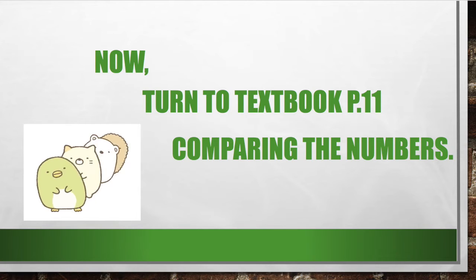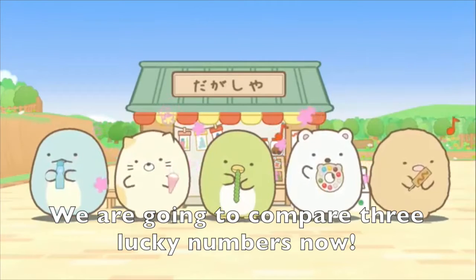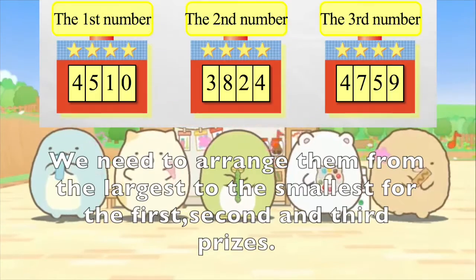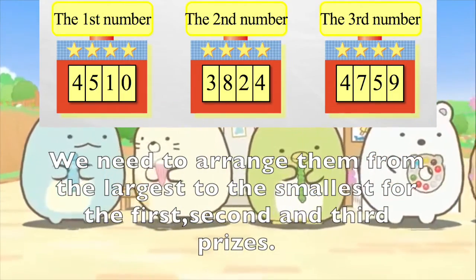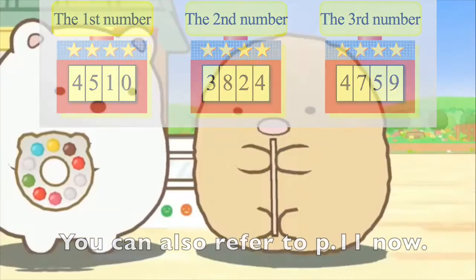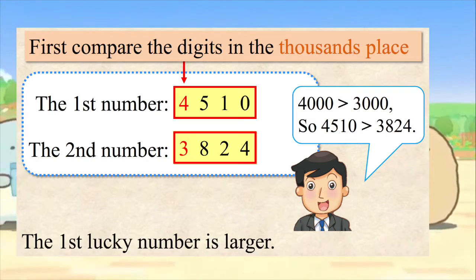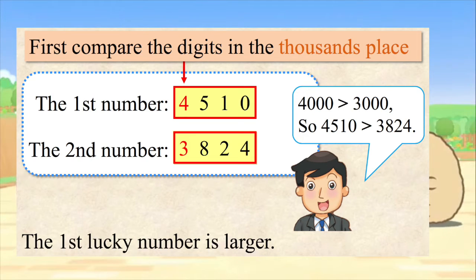Now, please turn to textbook page 11. We are going to compare 3 lucky numbers now. We need to arrange them from the largest to the smallest for the first, second, and third prizes. Firstly, we can compare the first and the second number in the thousands place. Look at the thousands place. 4 is bigger than 3, so we know that 4,000 is bigger than 3,000. So we know that the first lucky number, 4,510, is bigger than the second number, 3,824.